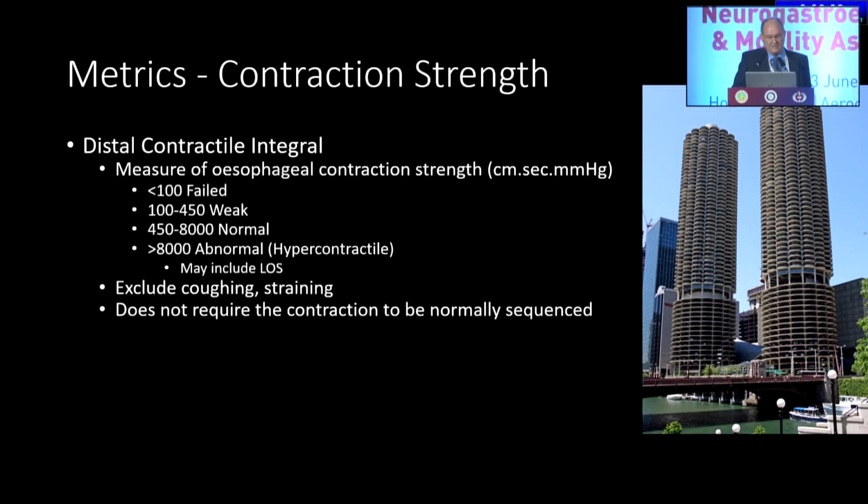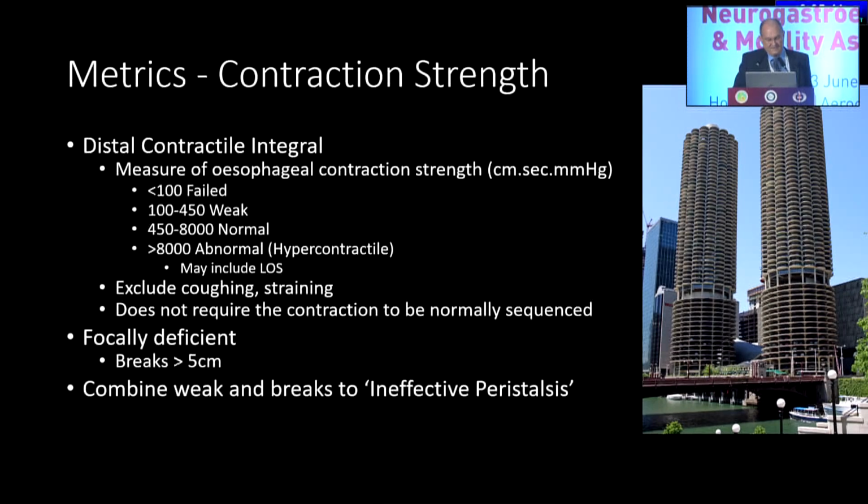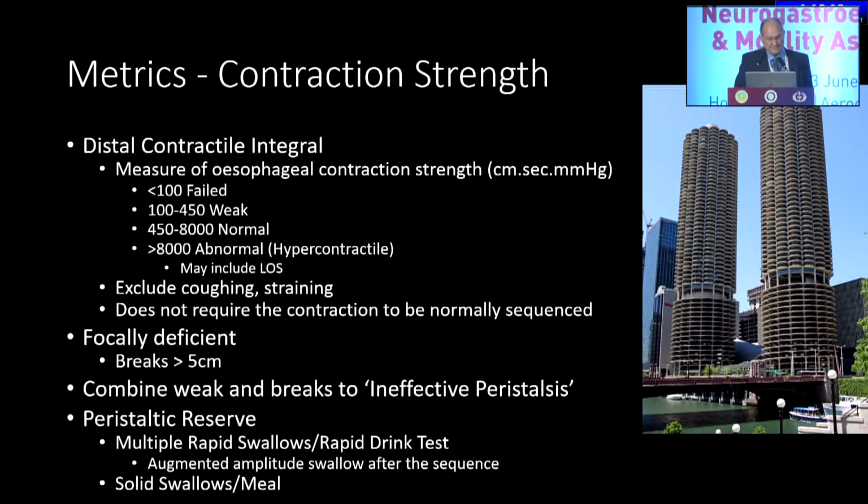And also to remember that you can have a contraction that has a normal distal contractile integral, but is not normally sequenced. So it can be rapidly conducted. We can also have contractions that are deficient focally, so we can have breaks in the contraction. And in Chicago 4, these have been combined with the weak contractions into ineffective peristalsis.